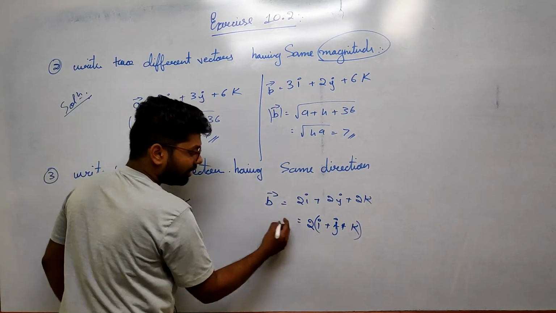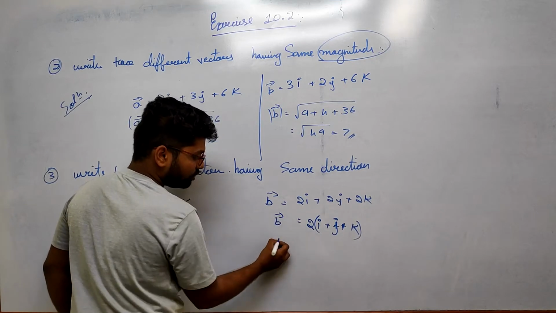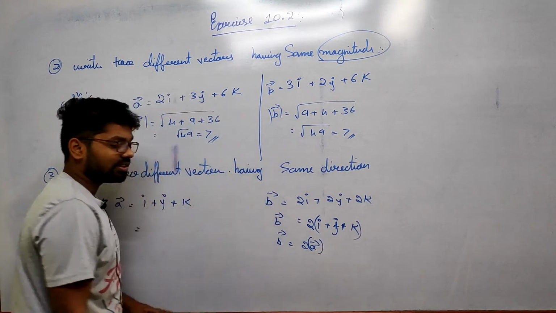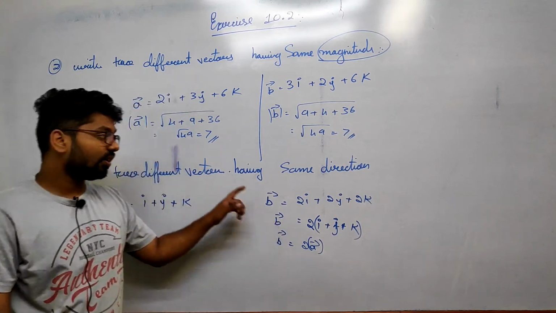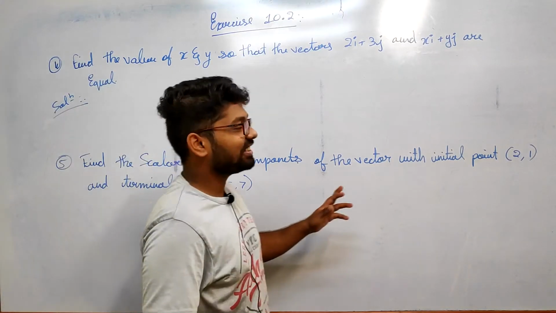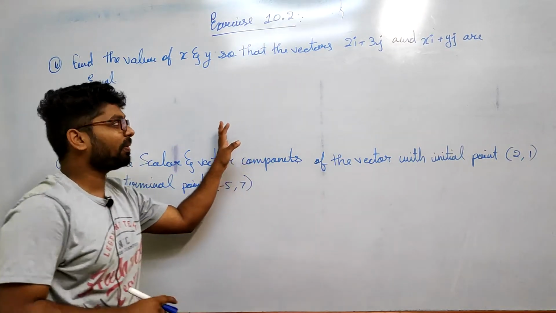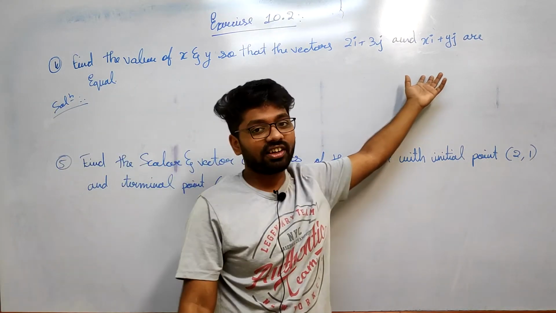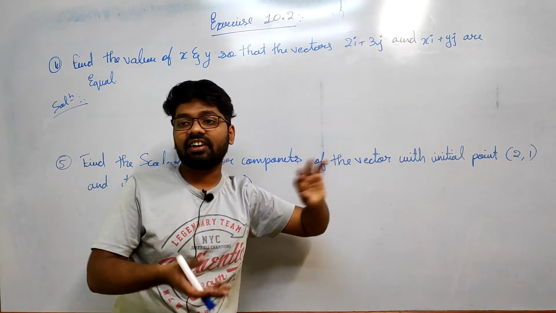This is nothing but a. So b bar is equal to 2 times a bar. If this condition is satisfied, then we call it having the same direction. So let us solve the next set of problems. This is a very simple problem. See what it is telling, find x and y such that two vectors are equal. What is the condition for two vectors to be equal?